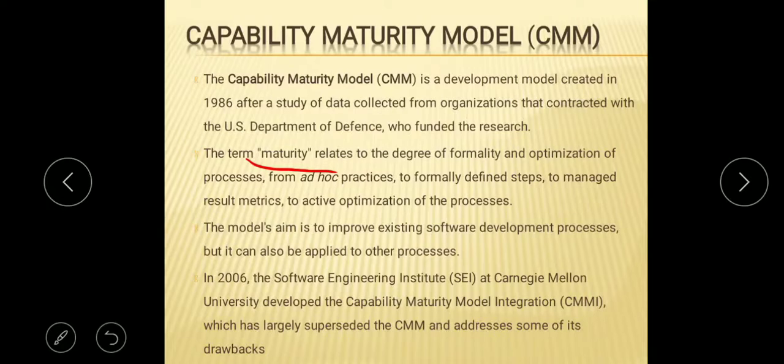In 2006, the Software Engineering Institute at Carnegie Mellon University developed the Capability Maturity Model Integration, or CMMI, which largely superseded the CMM and addresses some of its drawbacks.